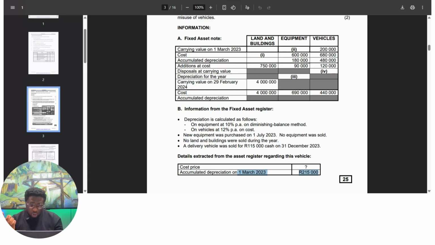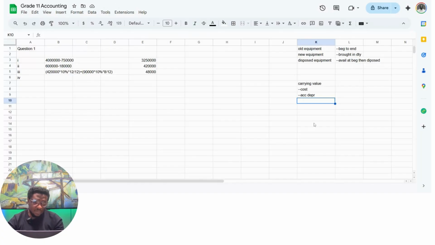All right, cool. So how do we work this out? Well, the important thing here that we need to figure out is what is our depreciation method? It's quite clear that it's at cost. So we then would need to find the cost of this particular vehicle. Now, how do we find the cost of this particular vehicle? Well, we have to think about how it works with vehicles at cost. So vehicles at cost, we can think of it like this.